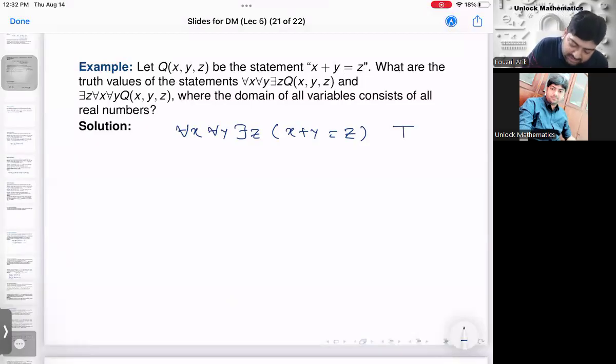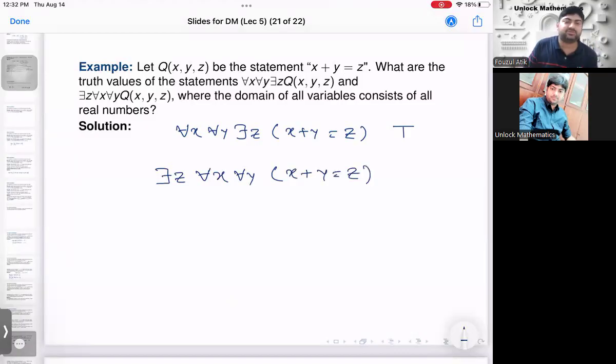But what about this one? There exists a z for all x, for all y, x plus y equal to z. What is the truth value of this one? It says that there is a particular z for which if you add any two real numbers, you will get that z. Is it possible? It is not possible, right? You do not have a single z for which the sum of any two real numbers is that number. No, it's not possible. So in this case, it is a false one.